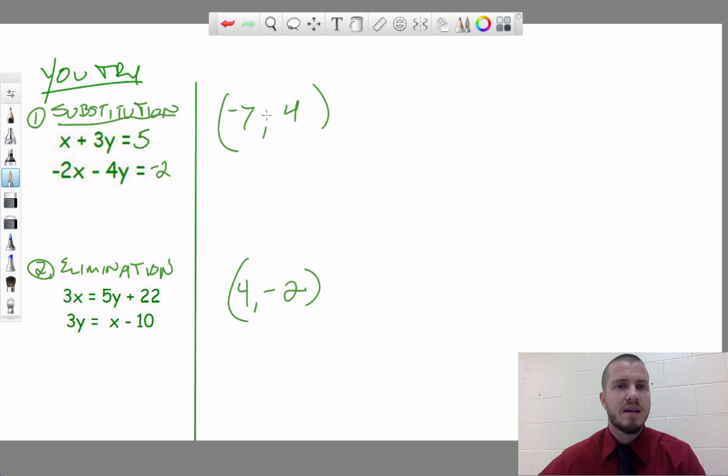The answer to the first one is negative 7, 4. The answer to the second one is 4, negative 2.